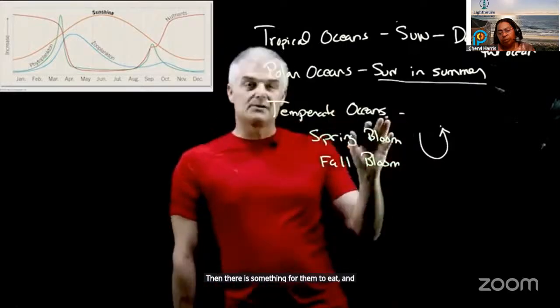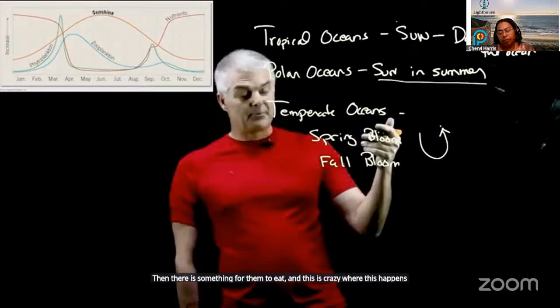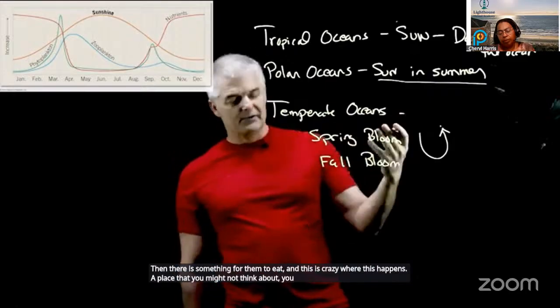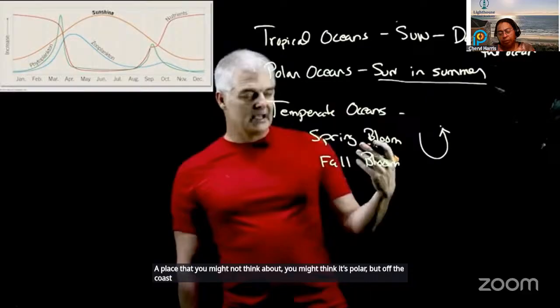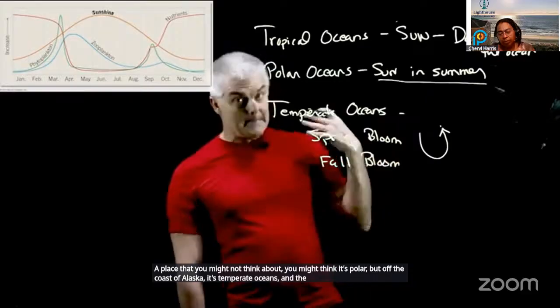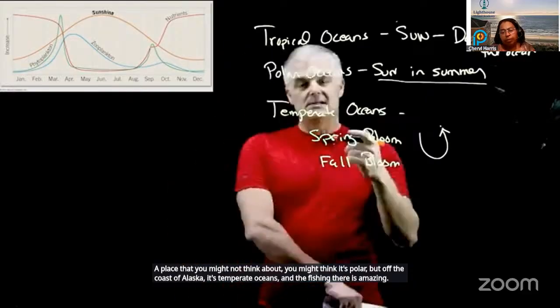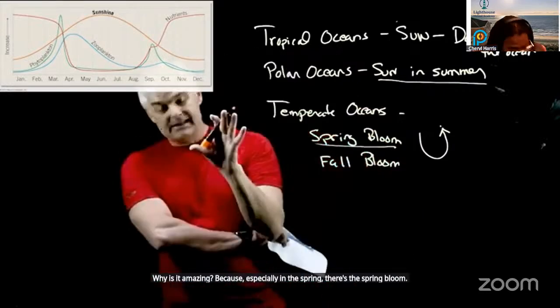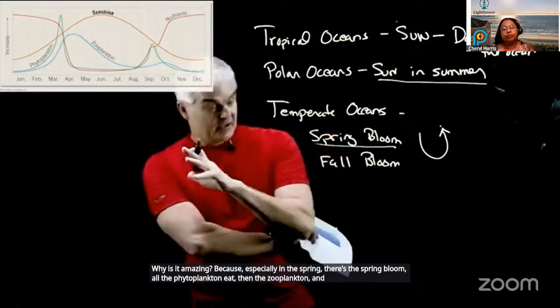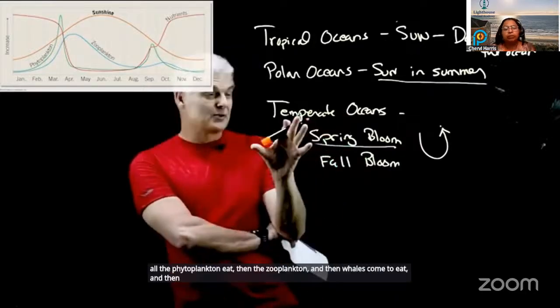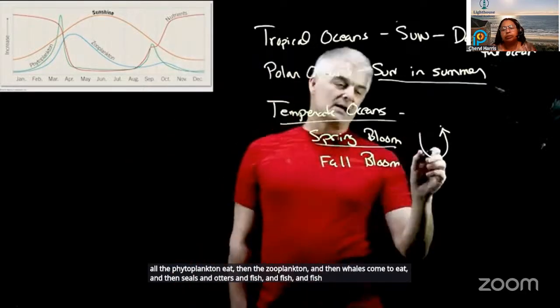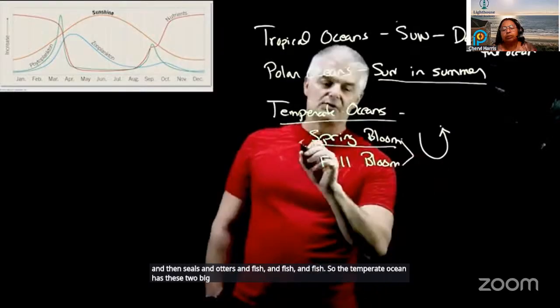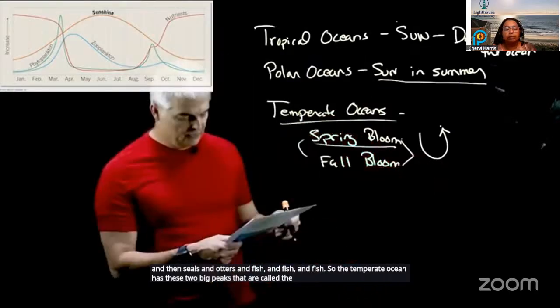And this is crazy where this happens. A place that you might not think about, you might think it's polar, but off the coast of Alaska, it's temperate oceans. And the fishing there is amazing. Why is it amazing? Because especially in the spring, there's the spring bloom, all the phytoplankton eat, then the zooplankton, and then whales come to eat, and then seals and otters and fish and fish and fish. So the temperate ocean has these two big peaks that are called the spring and the fall bloom.